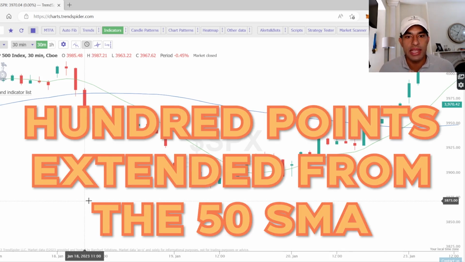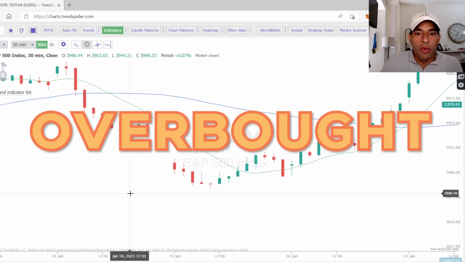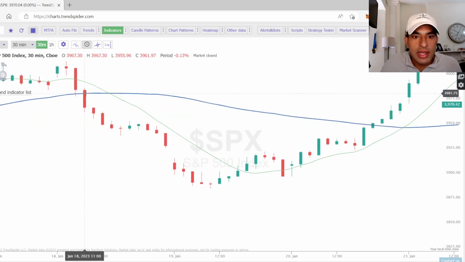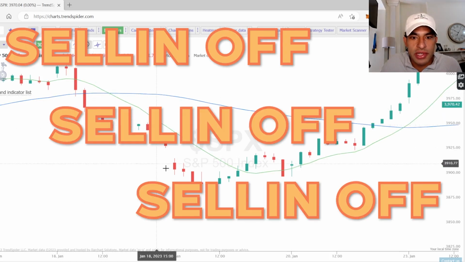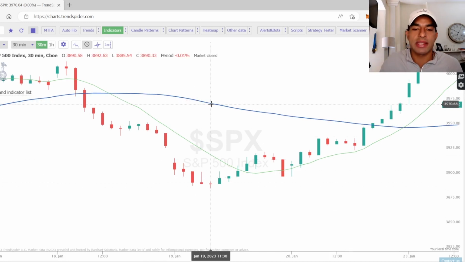Number 1 is we have the 100 points extended from the 50 SMA rule. We can consider this to be oversold or overbought territory. So on this sell-off, we're selling off. The bears are in control. Look at where we bottomed. SPX was at 38.85-ish. The 50 SMA was at 38.70-ish.